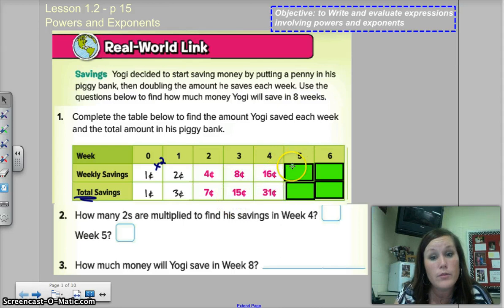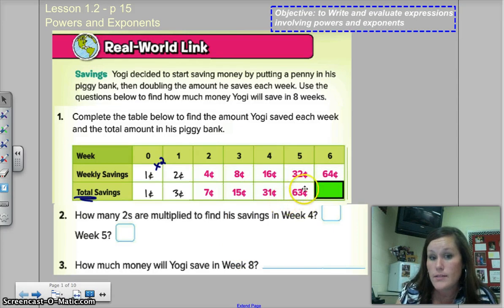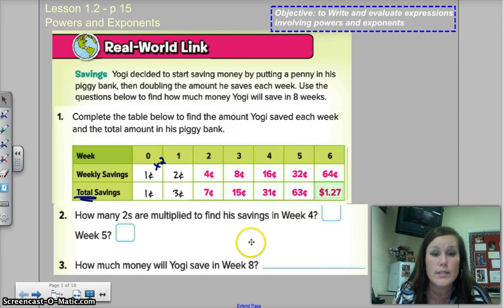Double the amount from week 4 to week 5, we will have 32 cents saved that week. Add that on, and we will have 63 cents total in the piggy bank. Double the amount from week 5 to week 6, 64 cents. Add that to the amount that's already in the piggy bank at 63 cents and you will have $1.27.